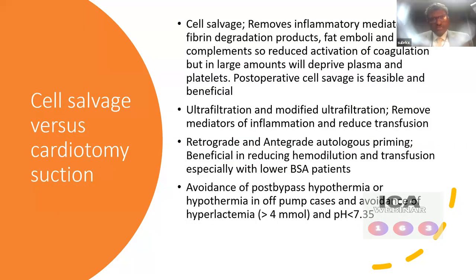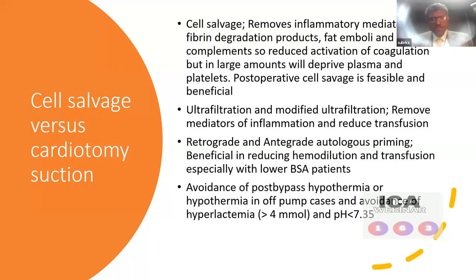Cell salvage has been given special attention. If you do cell salvage as opposed to cardiotomy suction, that may decrease the inflammatory mediators, also decrease the transfusions. Ultrafiltration, modified ultrafiltration have a role. Retrograde and antegrade autologous priming before going on bypass is a common practice at our institution to reduce the transfusion requirement. As we all know, hypothermia is also an indication for coagulopathy. So we have to take all the steps possible.